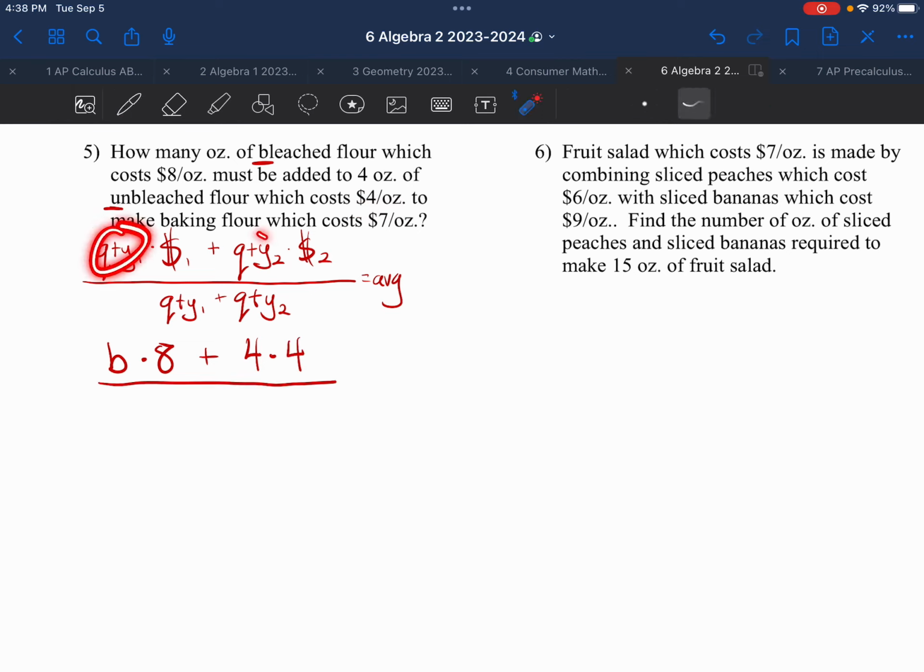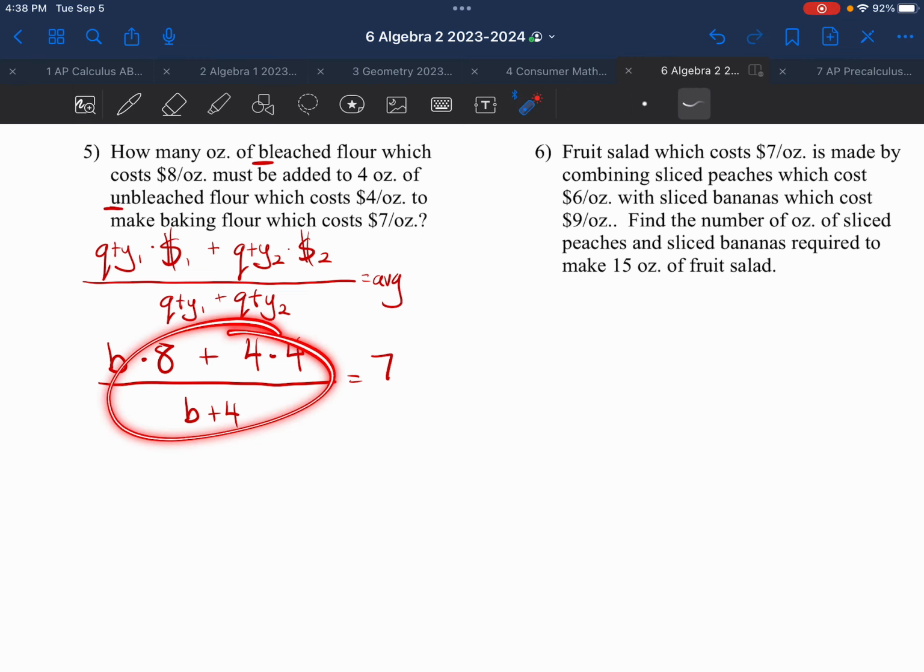Remember, the first quantity and second quantity are B and 4. So I'm going to add those together. I'm going to get B plus 4. And that's going to be equal to the average amount. And it says the average amount here is going to be $7 per ounce. So it's all going to be equal to 7. So that's the hardest part, I think, of these problems, is setting up the equation. Now we need to solve the equation.